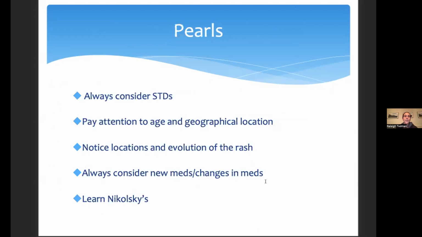We're going to make it. Some pearls. Always think of STDs when you see rashes in real life and on exams. Pay attention to the age and especially on a test question, like if this person hiked somewhere, went to the Southwest or the Southeast. Definitely notice the locations and evolution of the rash. Where did the rash start? How has it spread? Always ask patients about new medications in the last couple of months, or at least the last month, and any changes in their medicines, and learn the Nikolsky sign and which diseases have that.